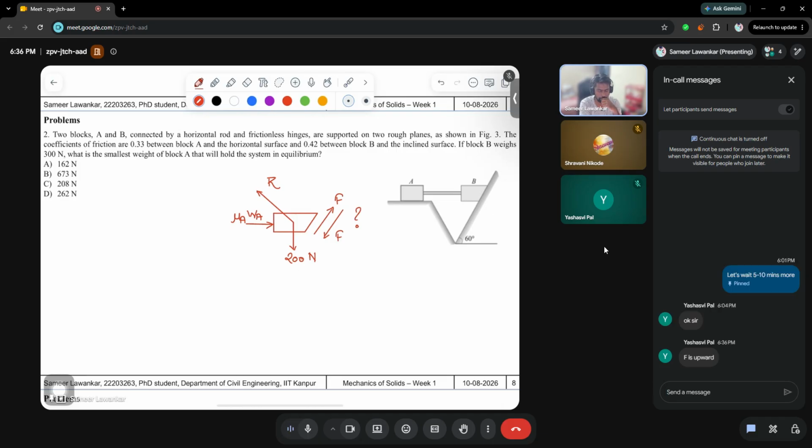Okay, F is upward. And what is the direction of movement of block A? Is it left or right?